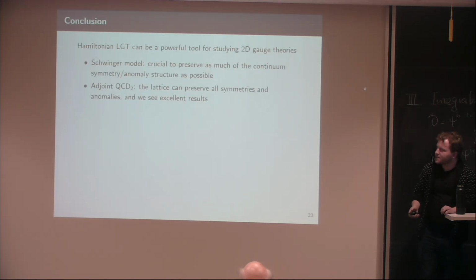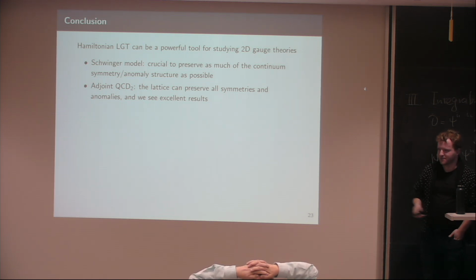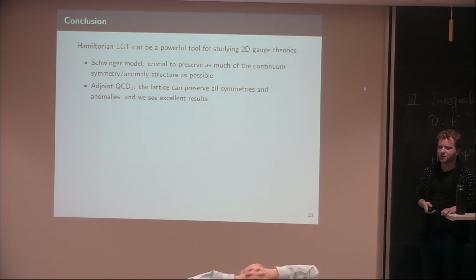Great. So let me wrap up. Hamiltonian lattice gauge theory, as has been mentioned several times in these two workshops, can be a really powerful tool for studying 2D gauge theories. And here we've really pushed it to a really interesting non-abelian model, this adjoint QCD model, which has all these very interesting physical effects that we'd like to explore more, and we have a new tool for it now.